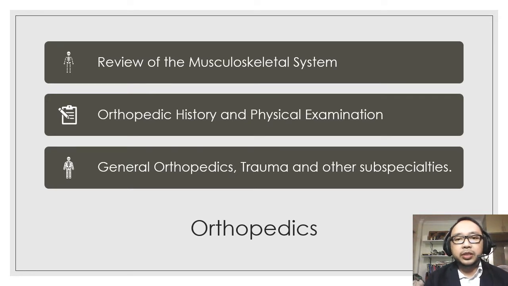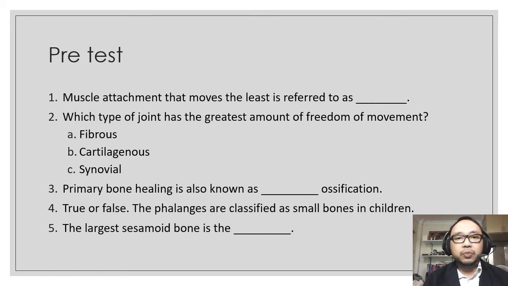So, we'll be discussing the orthopedics module, divided into 3 parts basically. We'll be discussing the review of the musculoskeletal system. Later on, we'll be discussing orthopedic history and physical examination, to be followed by a discussion on general orthopedics, trauma, and its other subspecialties. So, pretest for this first lecture.